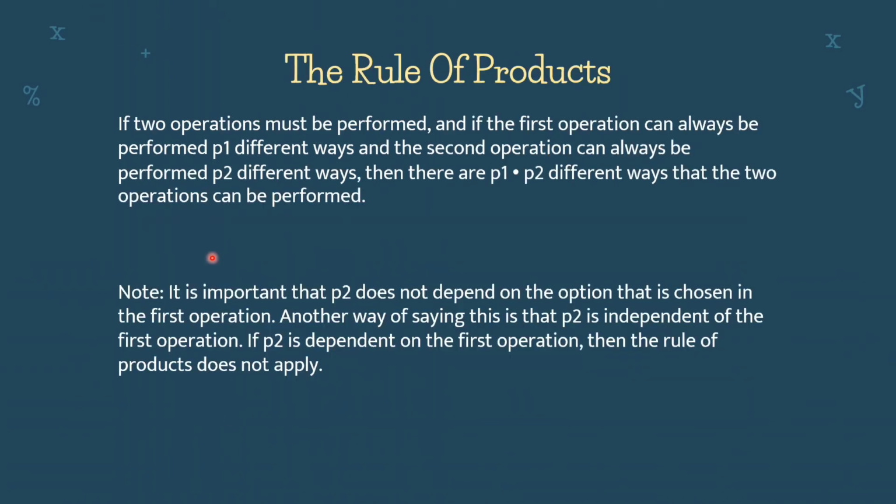Here we will discuss the rule of products. So, if 2 operations must be performed, and if the first operation can always be performed in P1 different ways, and the second operation can always be performed in P2 different ways, then there are P1 times P2 different ways that the 2 operations can be performed. Yung ibig sabihin ng that is multiplication.